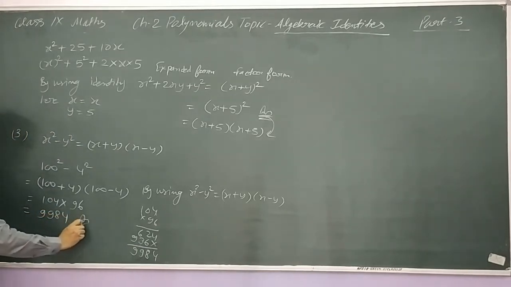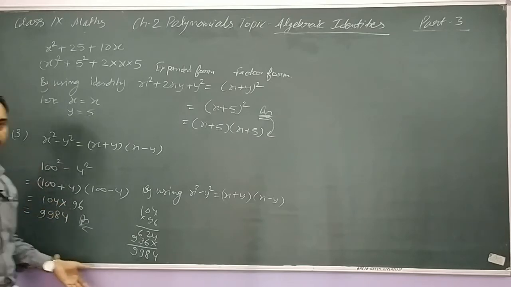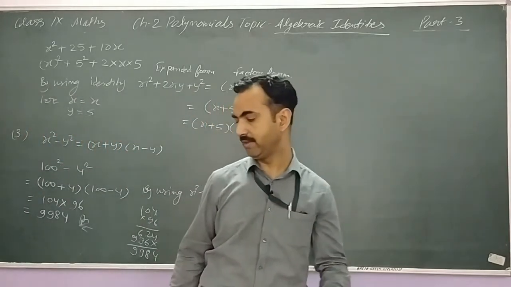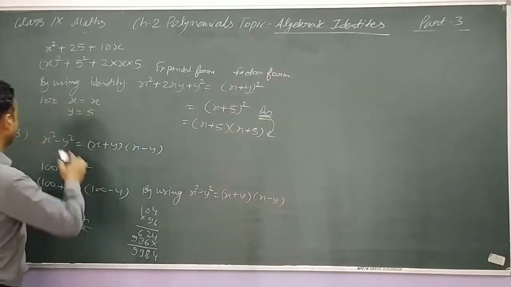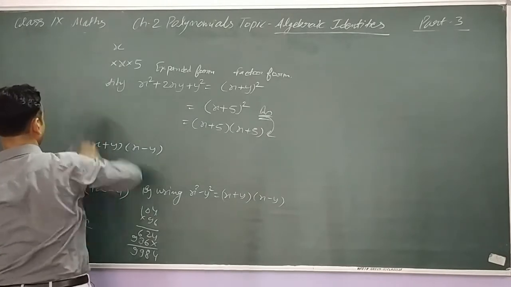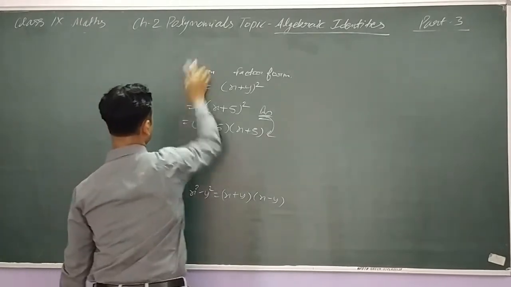$9,984. So by using this identity we have done the calculation also very easily. Now we will understand more identities.